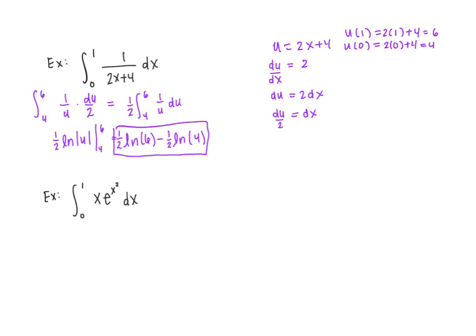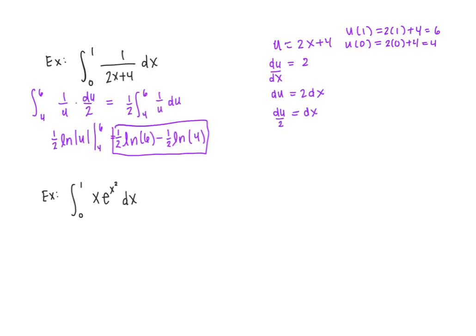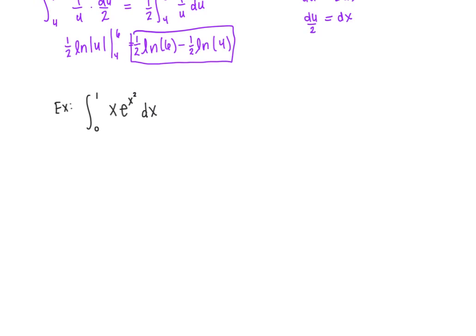We've got another u substitution problem here where it's x e to the x squared. So I'm going to let my u equal x squared. So du dx is 2x. Isolate dx: 2x dx, divide by 2x.